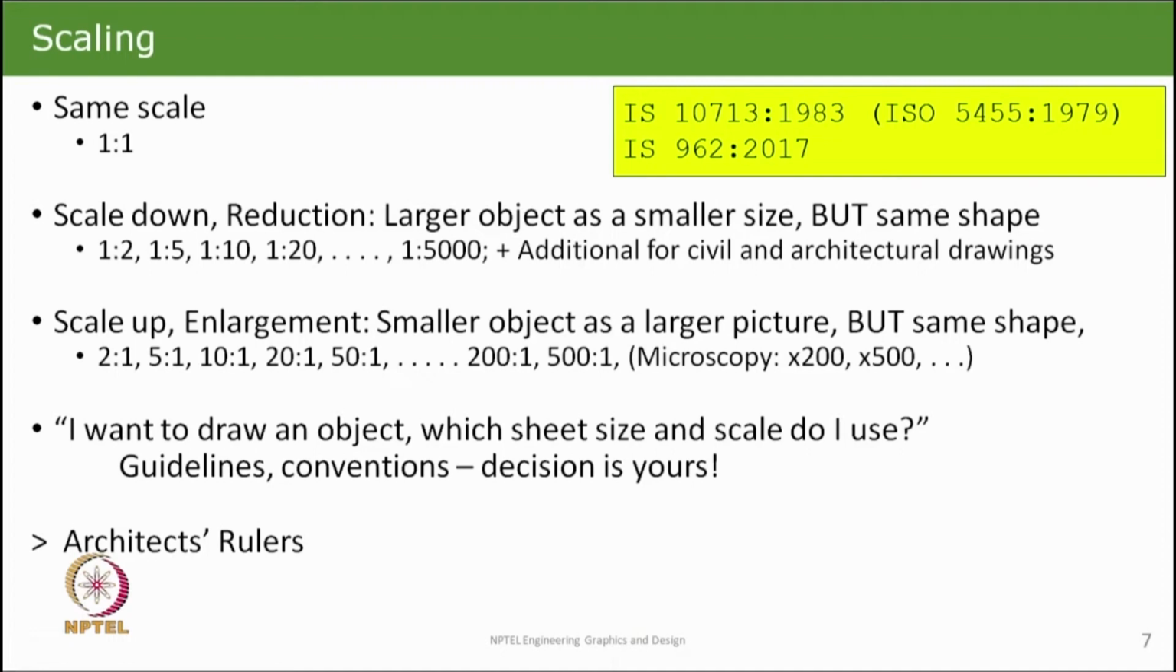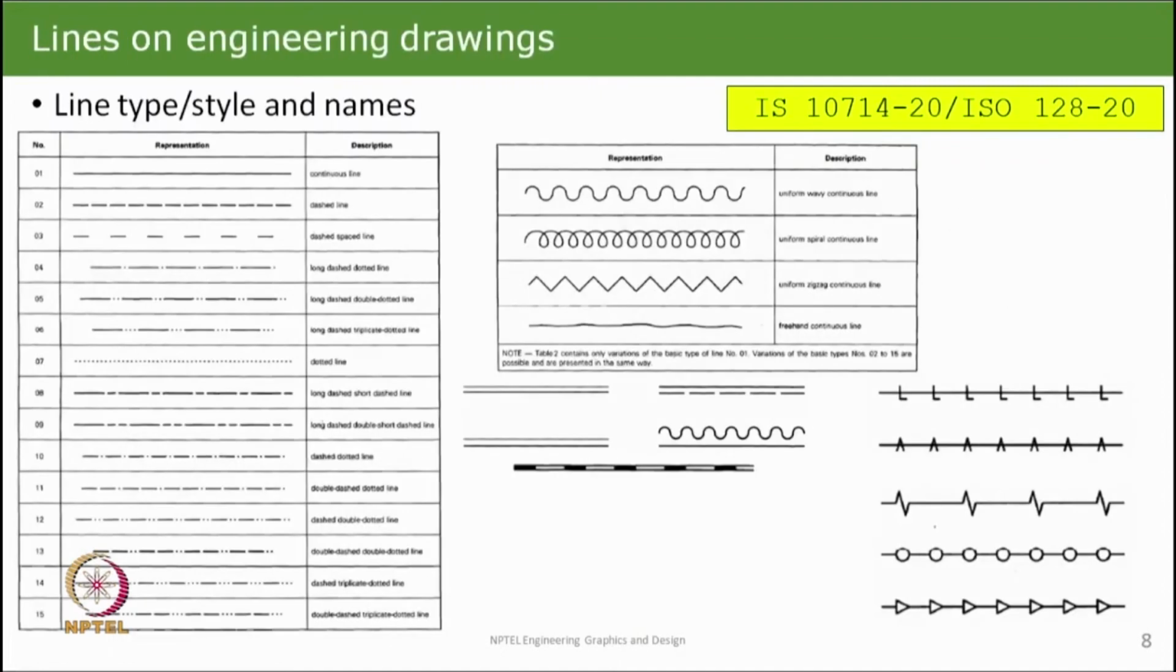The line types that are used is very similar to the nomenclature that we had seen earlier. For instance, this has been taken from Indian Standard 10714, which says that this type of a line is called a continuous line, a dotted line, and if we go on down further, you have a double dotted line, you have a dashed and dotted line, and so on.